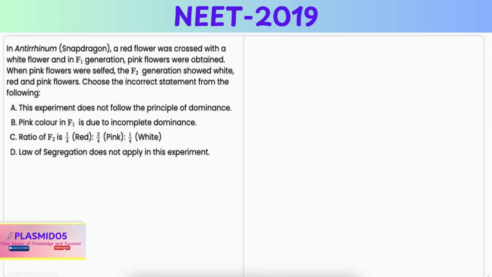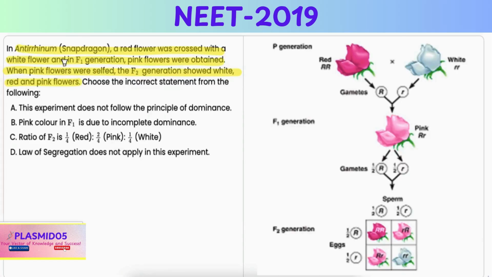In Snapdragon, a red flower was crossed with a white flower, and in the F1 generation, pink flowers were obtained. So, when pink flowers were selfed, the F2 generation showed white, red, and pink flowers. So, you have to choose the incorrect statement regarding this concept. Option A, this experiment does not follow the principle of dominance.